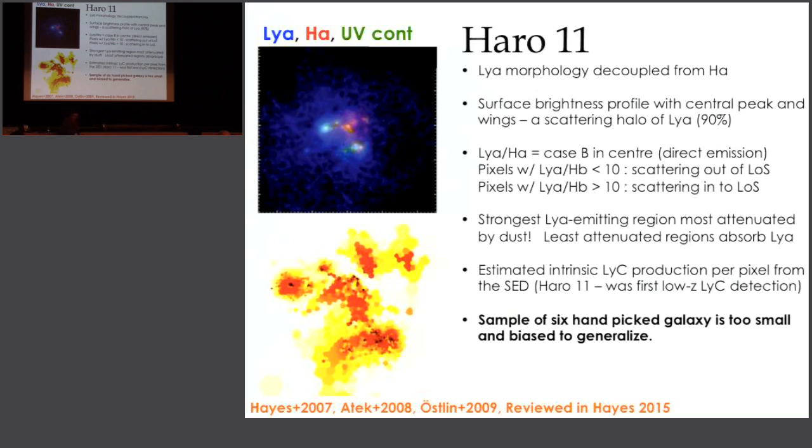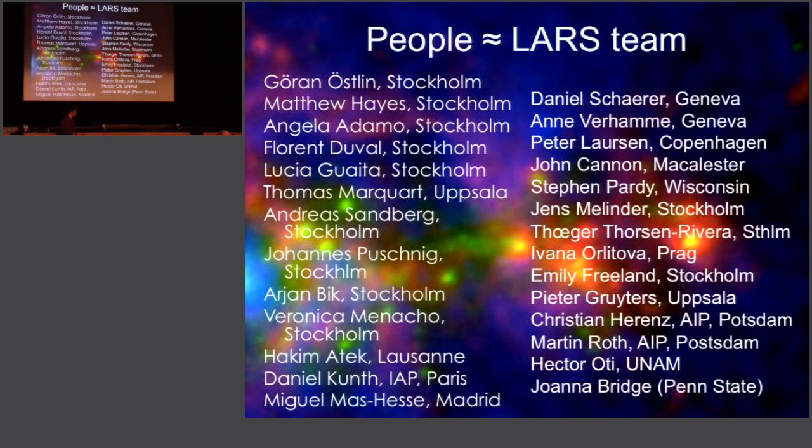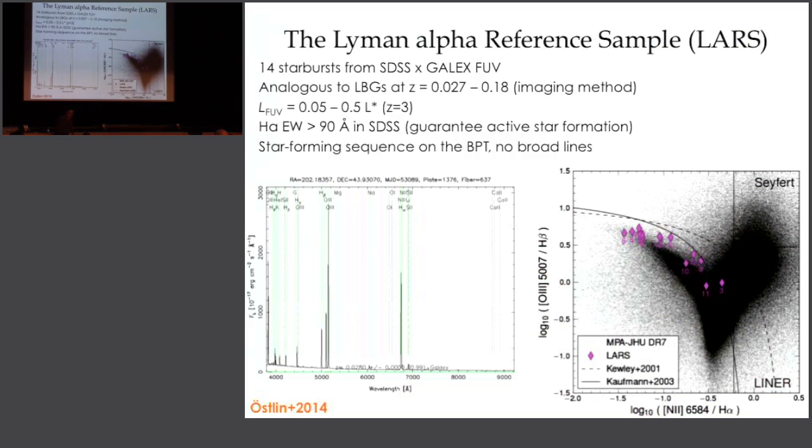And we didn't like a sample of 6 galaxies because they were all hand-picked and very difficult to generalize. So we began the Lyman-alpha Reference Sample. We put together a team. This is the team. Very many of us. People come and they go. We went to the GALEX catalogues to select UV continuum galaxies over a range of luminosities to make them comparable to Lyman break galaxies. We also went to the Sloan catalogues to find galaxies at the right redshift, to put them into the windows where our narrowband filter techniques would work.